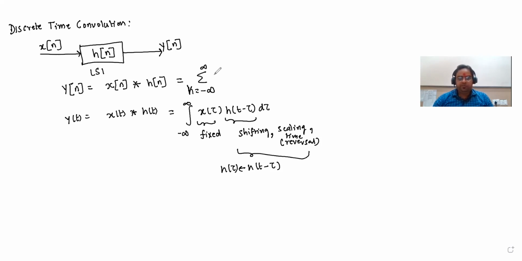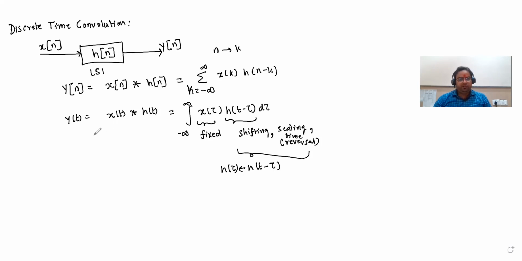Now here in case of discrete system, our n translates to k. What we do here in discrete time system is that the first step that we follow is that we change this n to k. So this becomes x of k, and here we have h of n minus k. We'll see how it is happening. The same thing that was happening here.